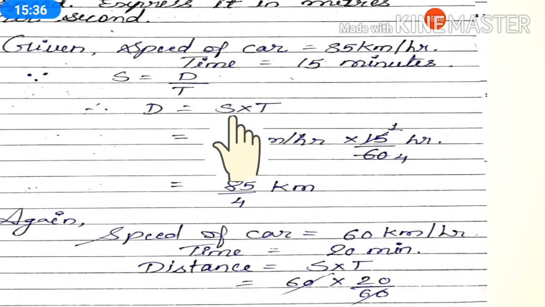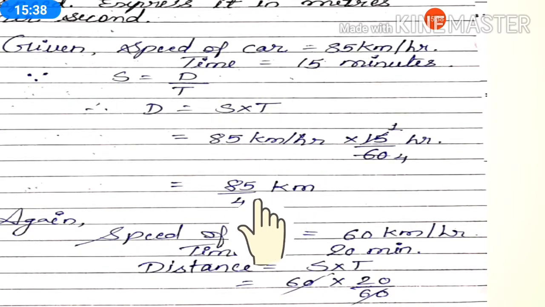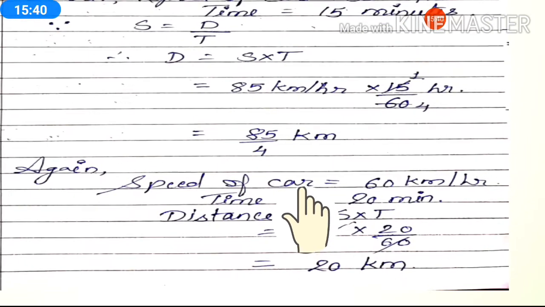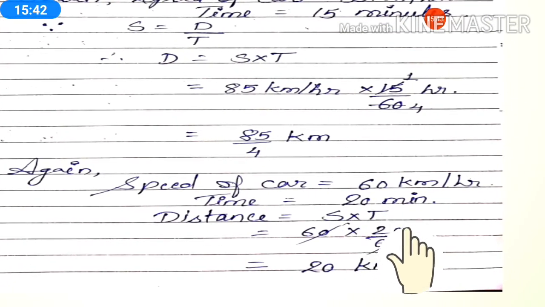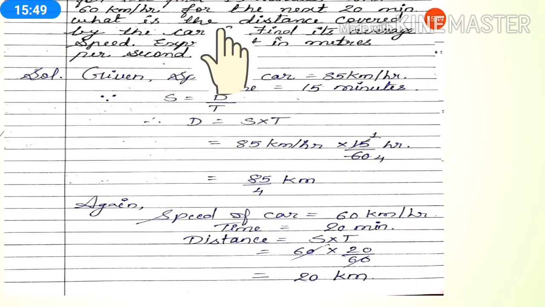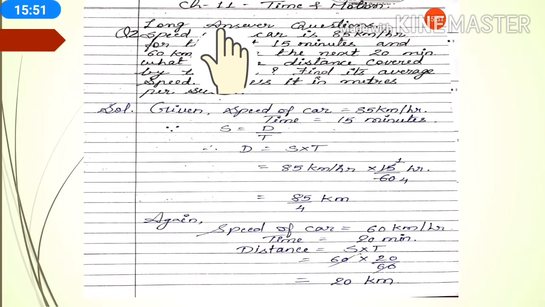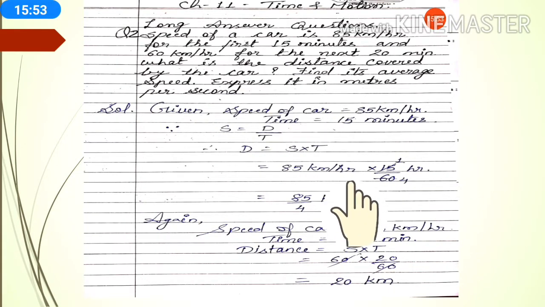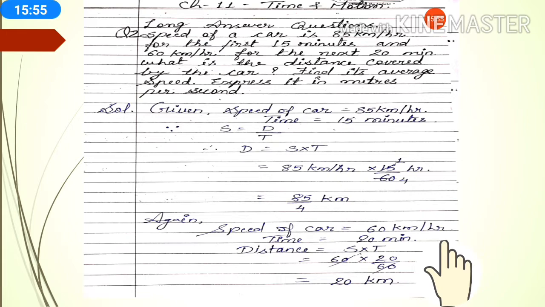Means when the car travels with the speed of 85 kilometer per hour in the first 15 minutes, how much distance is covered by the car in the first 15 minutes? 85 by 4 kilometer, and in the next 20 minutes the car covers 20 kilometer. So we have to find what? The total distance, because in 15 minutes and in 20 minutes the total distance we have to find. So that distance and that distance we can add: 85 by 4 plus 20.